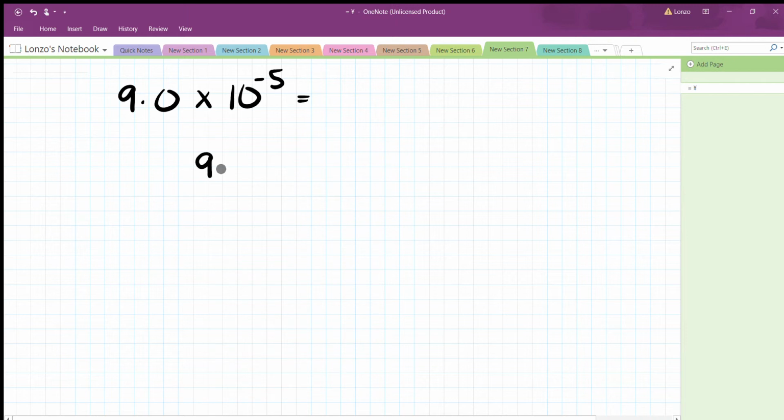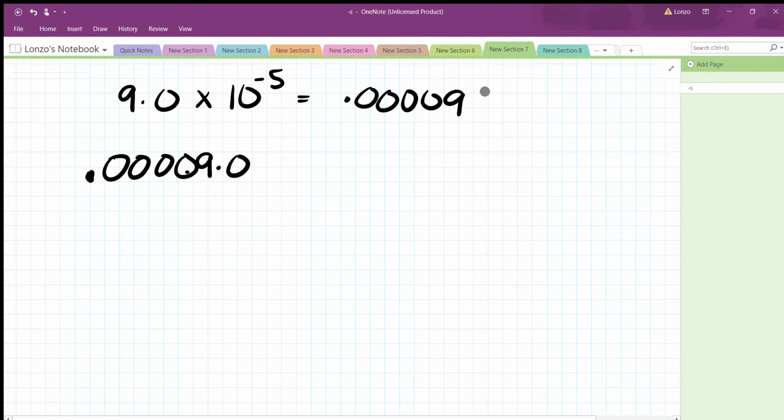So here's 9.0. We're going to move 5 places to the left from this decimal place. So it's 1, 2, 3, 4, 5. So your answer is a really small number.